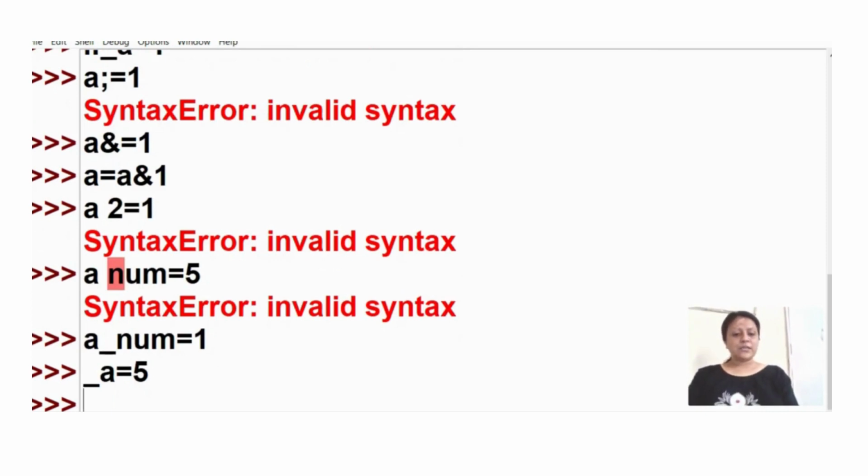So these are some of the rules of identifiers which you have to follow. Otherwise it will give error. So this was the video about the rules of identifiers and what identifiers are, how to verify valid and invalid identifiers.